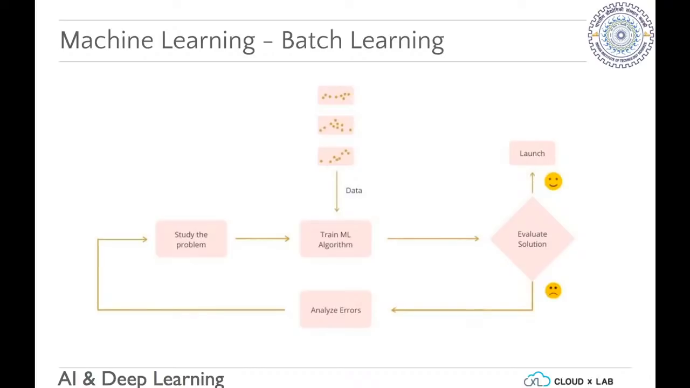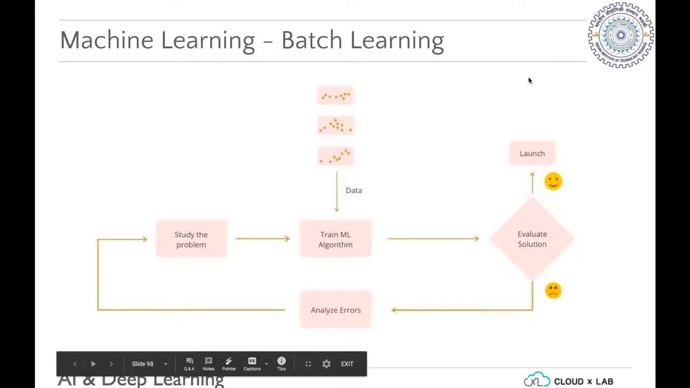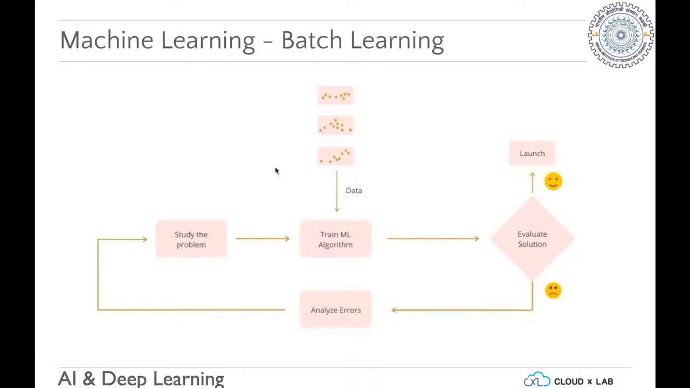So the way it is that we study the problem, train the ML algorithm, we evaluate the solution, and then launch. So here what's happening is that after launching, the training is not happening on the real-time data. We are running this flow separately, and the system live is running as is, right? This flow is called batch learning.